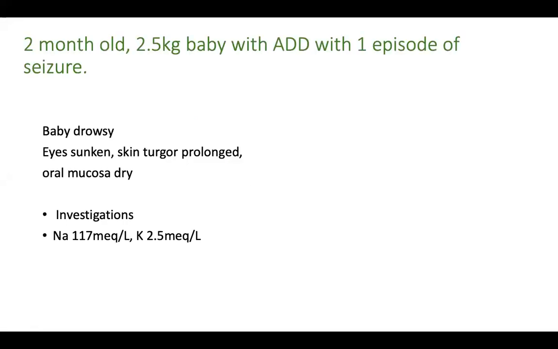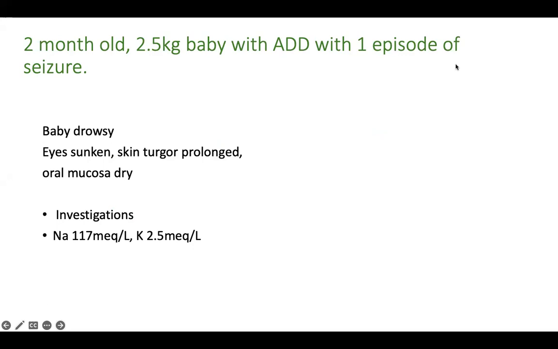So this is a child 2-month old, 2.5 kg baby with diarrhea with one episode of seizure. And on examination, the child is having features of dehydration with our investigations showing a sodium of 117 and potassium of 2.5. Now, what are the concerns when you're looking at this child?